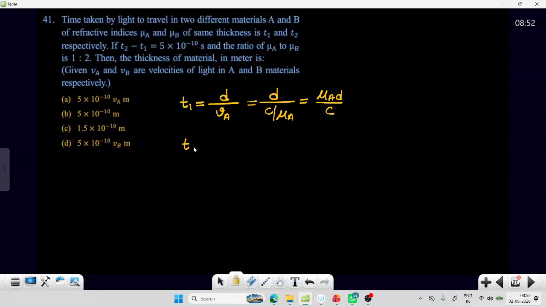And similarly, time in the second medium we can write as D by velocity in the second medium, that is D by C by mu B, which will come to be mu B into D by C. Okay. Now, they have given the mu A by mu B. Okay, if we have taken the ratio between these two.